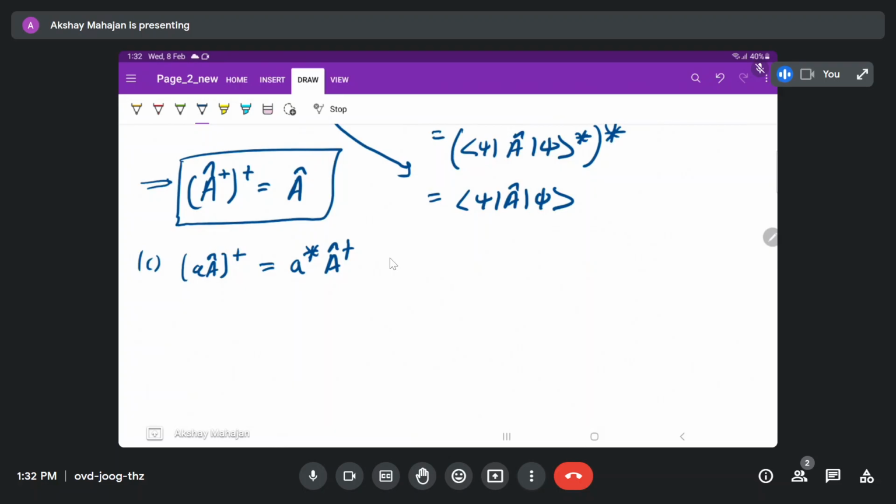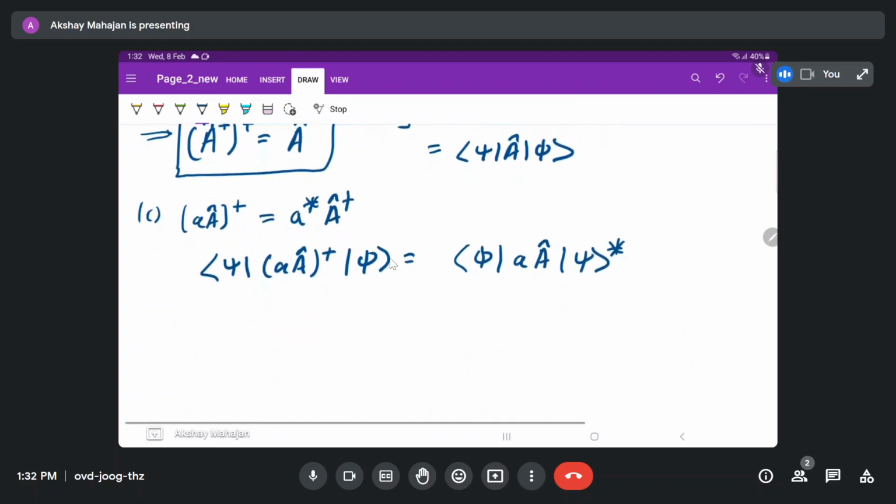We will again go with our same thing. We get psi a times a cap adjoint times phi. Now again going with the same thing, what we can write here is phi, and the adjoint will go away, psi, and I can write the complex conjugate using the same identity. Now from here I can take out a, which is a scalar. It will become a star phi a cap psi.